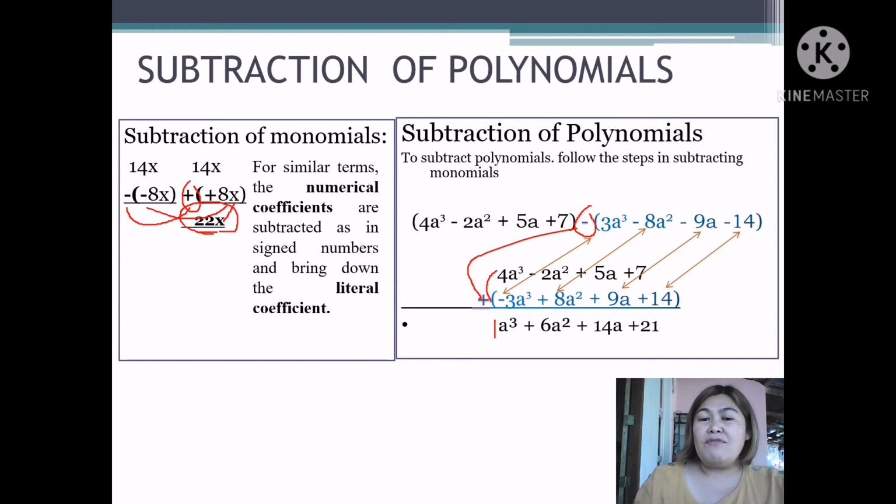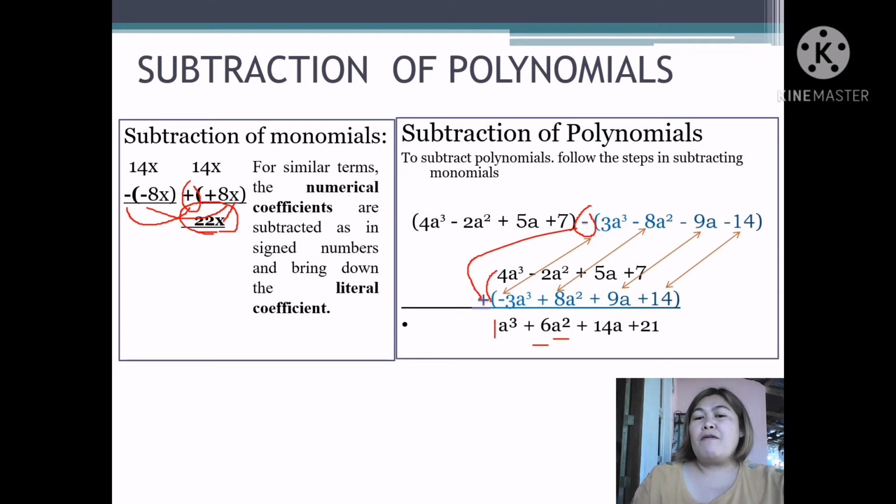And then negative 2a squared plus 8a squared, again, they have different signs. So we will subtract 8 and 2. So the answer is 6. And then copy the literal coefficient, which is a squared.